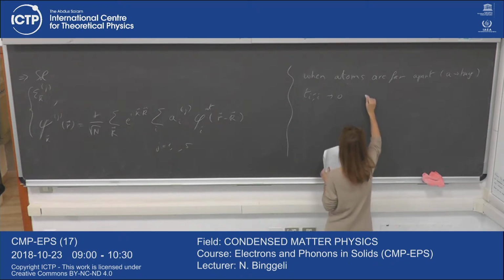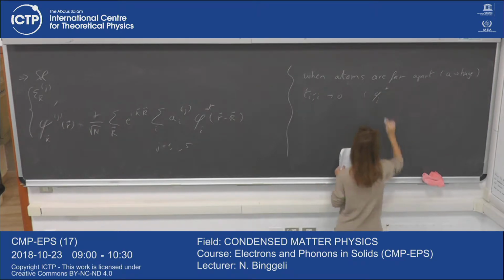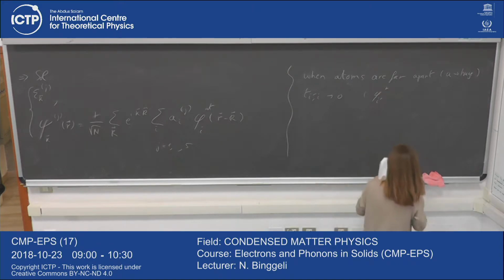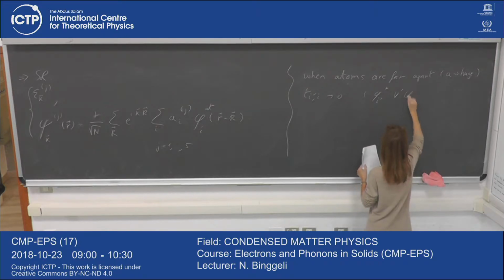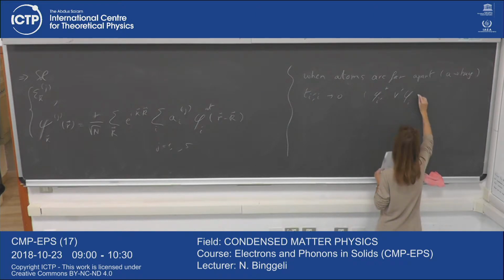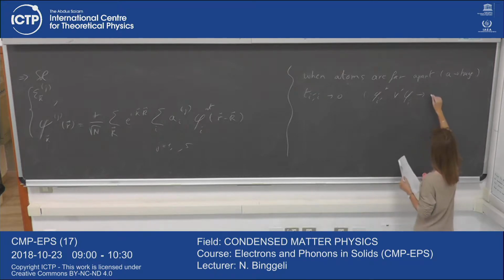One has that the product of the complex conjugate of the atomic orbital i prime times the crystal potential times the orbital i tends to 0.